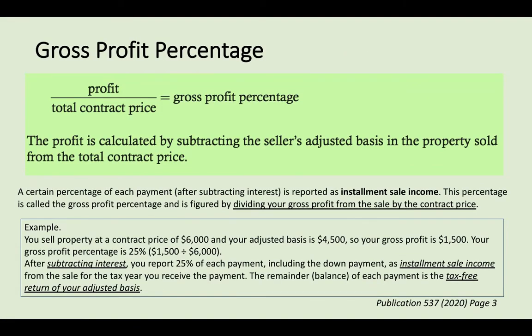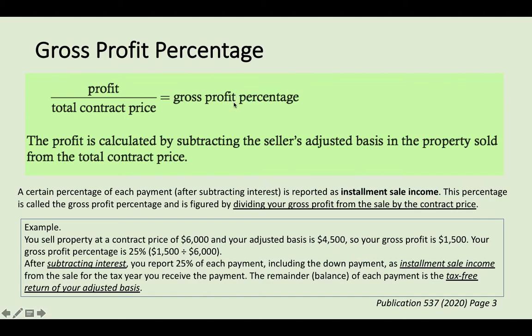Before we go into installment sale, you need to understand the gross profit percentage. So what is this? Say you have a property with a sales price of $500,000, and you bought it for $300,000. The $300,000 is your basis, so you have a $200,000 profit. Your total contract price is your sales price, so $200,000 over $500,000 gives you a percentage of 40%.